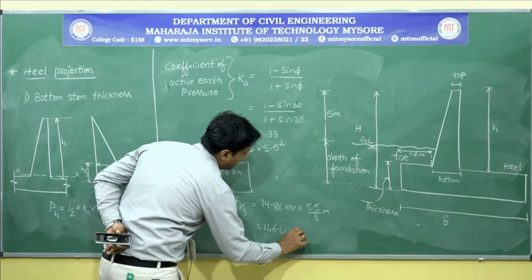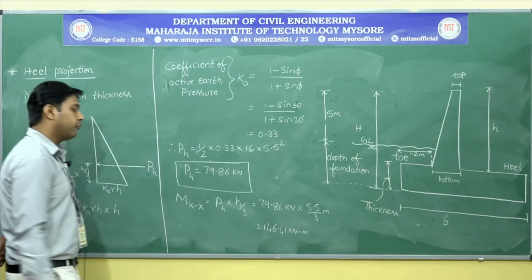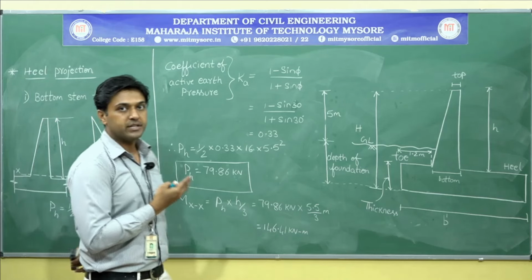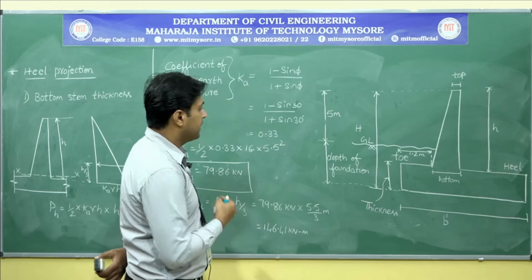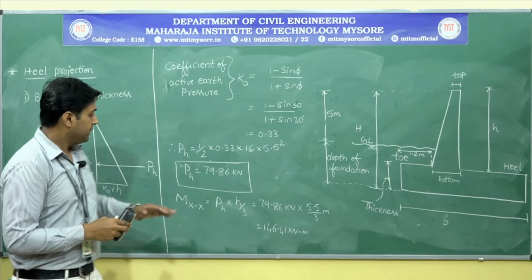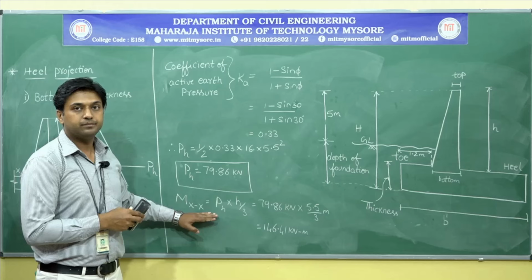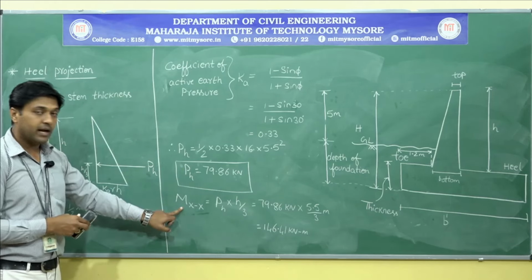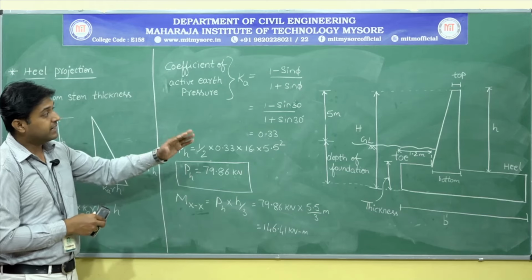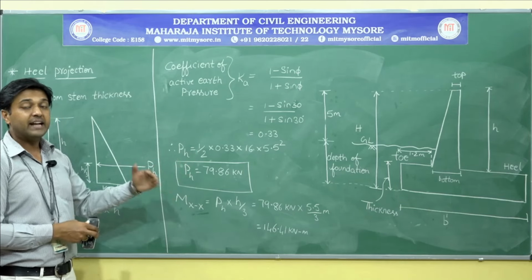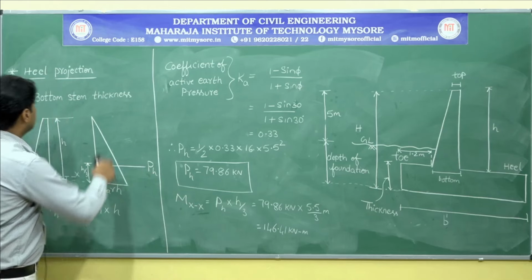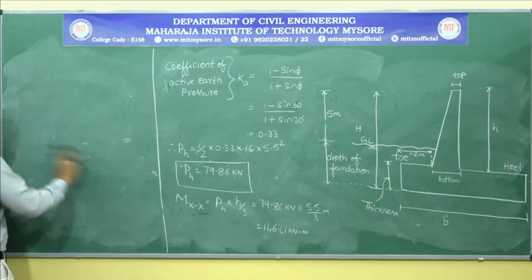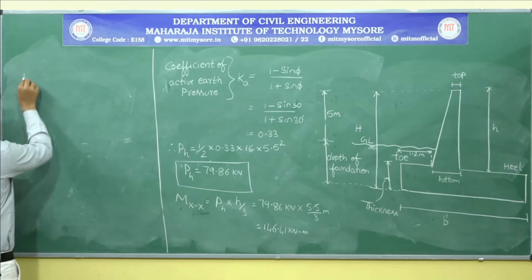146.41 kilonewton meter. Okay, so now let me continue with the problem. Mxx is the working moment. As I want to check the thickness, I need to check it for the design moment. So I want the design moment here. So how to get the design moment?